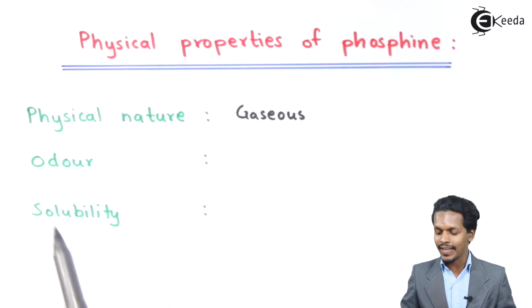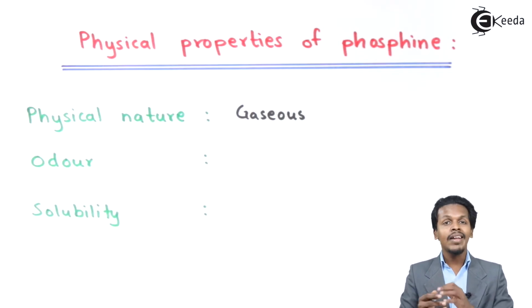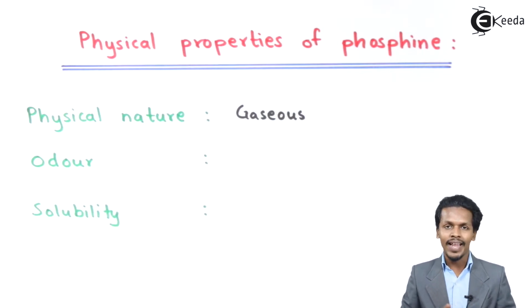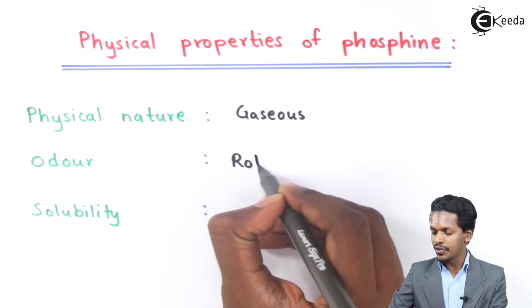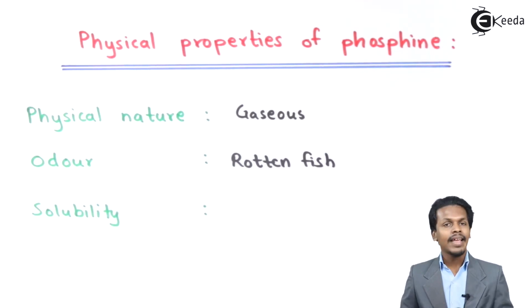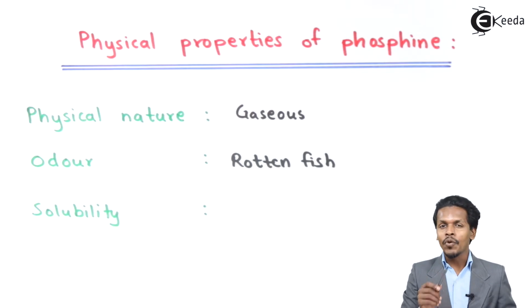And talking about the next one, the odor. If we compare it with NH3, NH3 has a pungent smell, but phosphine has an odor of rotten fish. And that's the reason phosphine is very toxic. So phosphine is very toxic in nature also.